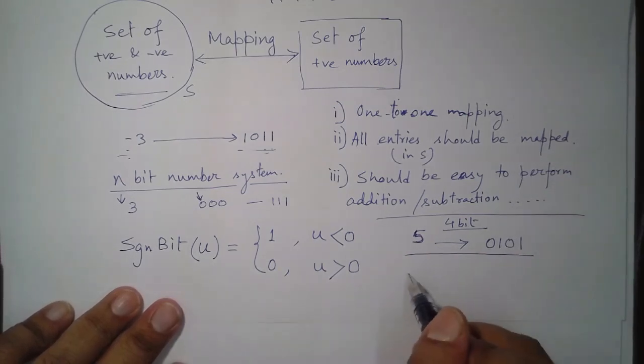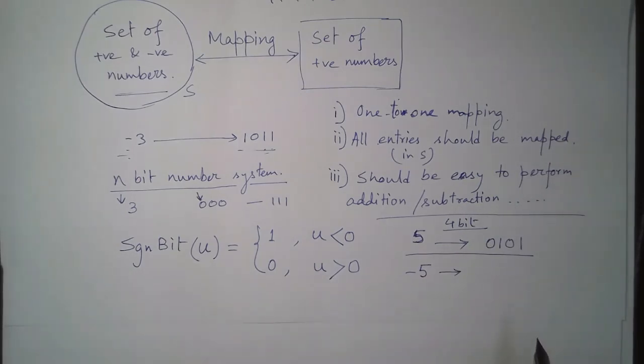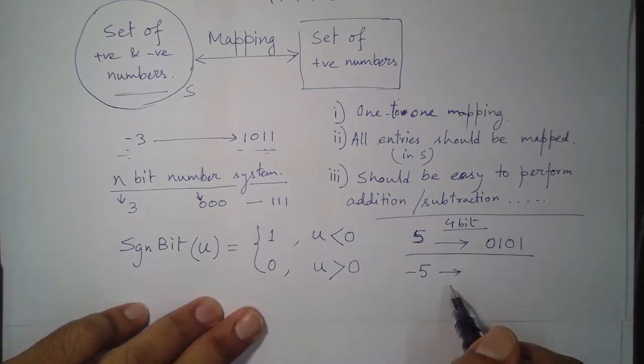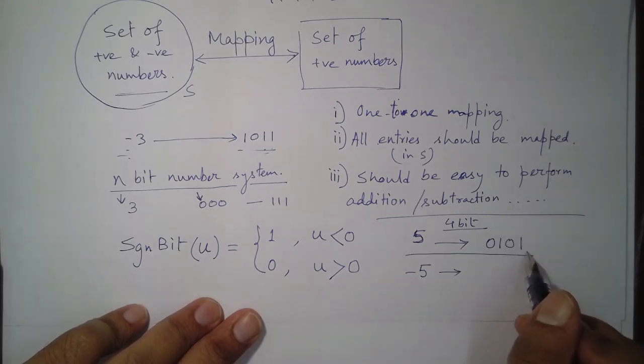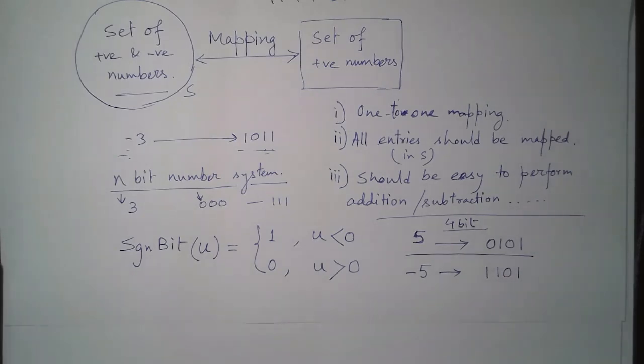Now, how can we represent negative 5? In this representation, which is basically called sign magnitude representation, minus 5 can be represented very easily: we keep the actual number the same and only flip the sign bit. So, the flipped sign bit will become 1 and the rest of the number remains the same. This is how you represent minus 5.